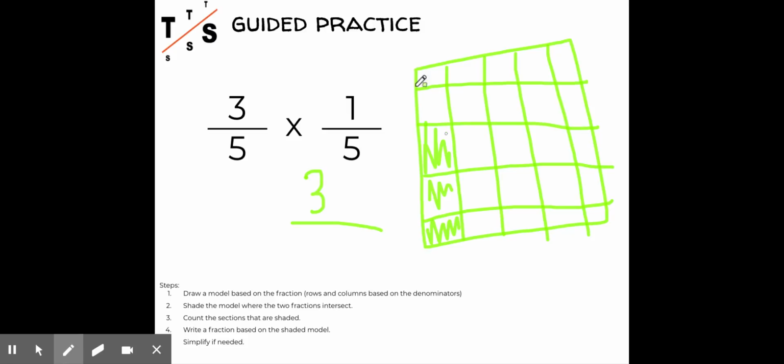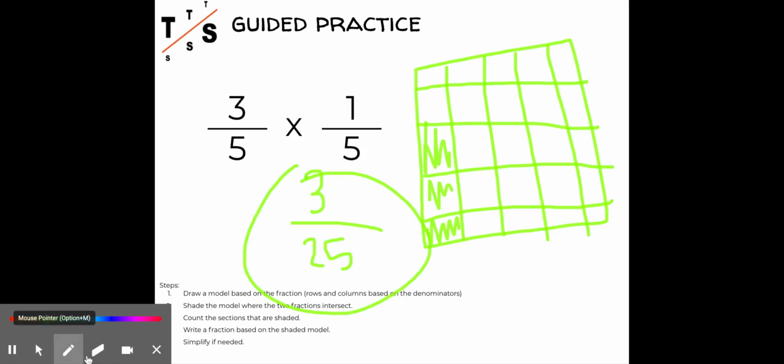And how many total do I have? 1, 2, 3, 4, 5 times 1, 2, 3, 4, 5, which gives me 25. So my answer is 3/25. That can't be simplified, so that is my answer.